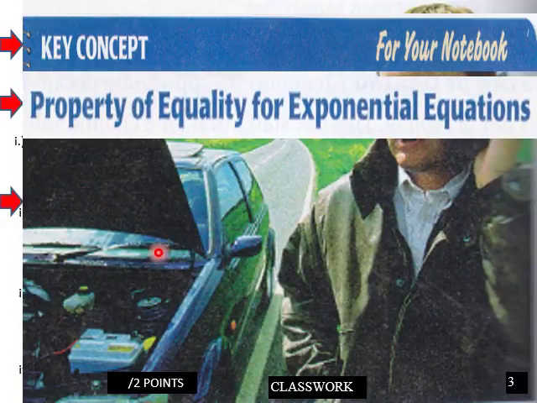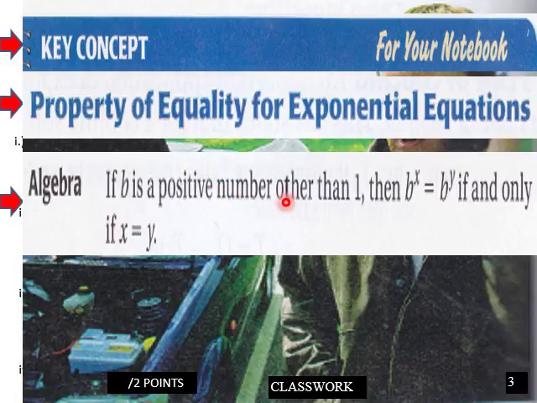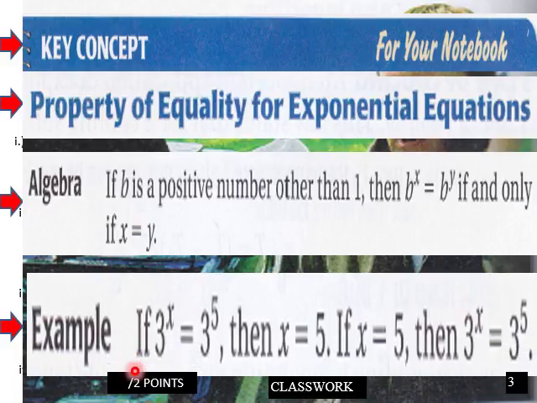Okay, key concept here. Property of equality for exponential equations. If b is a positive number other than 1, then b to the x equals b to the y if and only if x equals y. Example, if 3 to the x equals 3 to the 5th, then x equals 5. If x equals 5, then 3 to the x would equal 3 to the 5th.